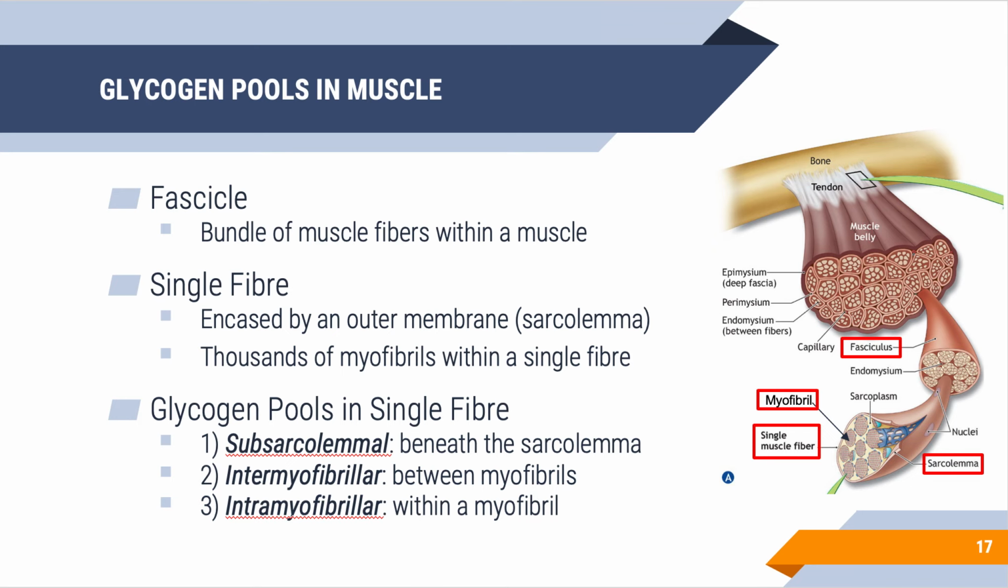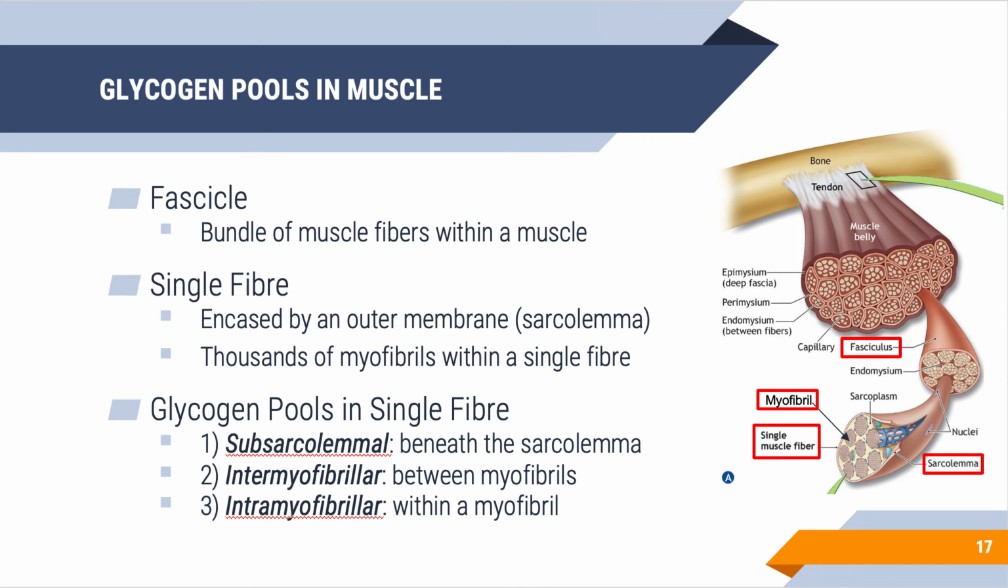First, we need to talk about the fact that a skeletal muscle is comprised of fascicles, and fascicles are basically bundles of muscle fibers. Then we need to think about the fact that we have single fibers, which are encased by something called the sarcolemma, and this is within that fascicle. Within each single fiber, we actually have thousands of myofibrils. So that's the level of breakdown that we're looking at for the skeletal muscle.